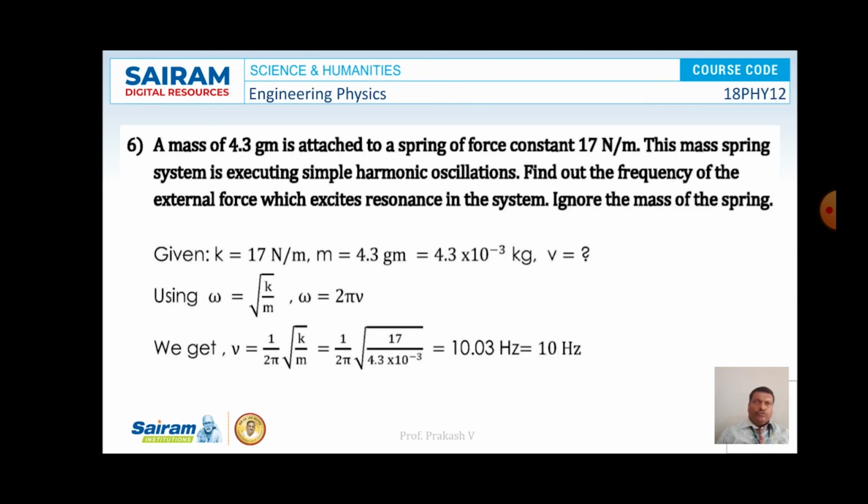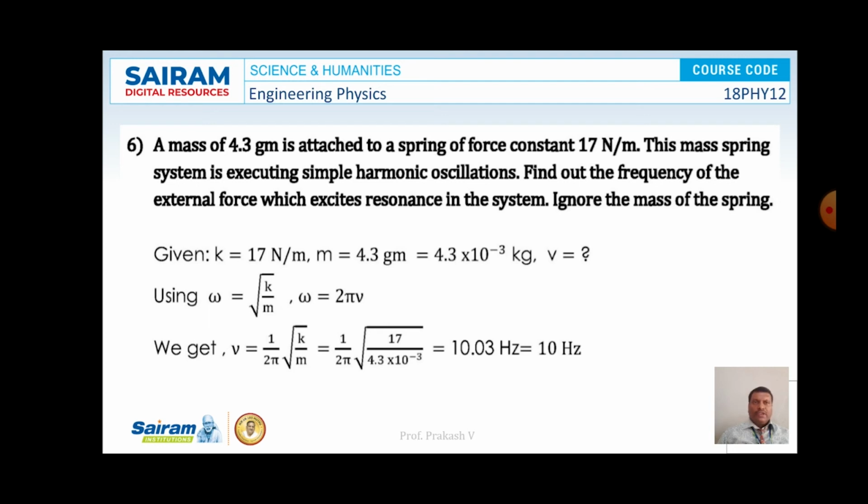A mass of 4.3 gram is attached to a spring of force constant 17 Newton per meter. This mass spring system is executing simple harmonic oscillations. Find out the frequency of the external force which excites resonance in the system. Ignore the mass of the spring. Here the value of K is given as 17 Newton per meter and M is equal to 4.3 gram or 4.3 into 10 to the power minus 3 kg.